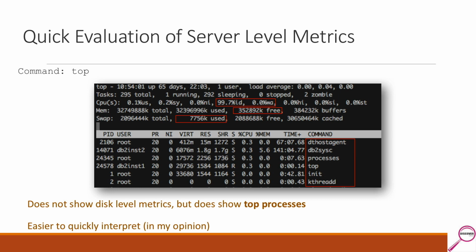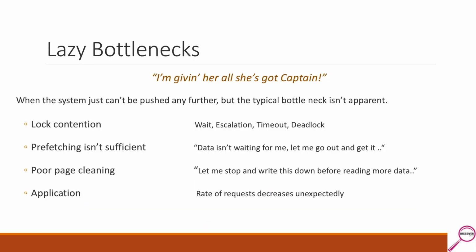Now, one of the most useful features of this tool to me is the fact that it'll show you your top processes, by CPU and memory. So you can go in and see, hey, 50% of my memory is being used by Splunk, or hey, 50% of my CPU is being used by DB2sysc. You can see what is chewing things up at that moment in time for you. In my opinion, it's a lot easier to interpret and quicker to see in context.